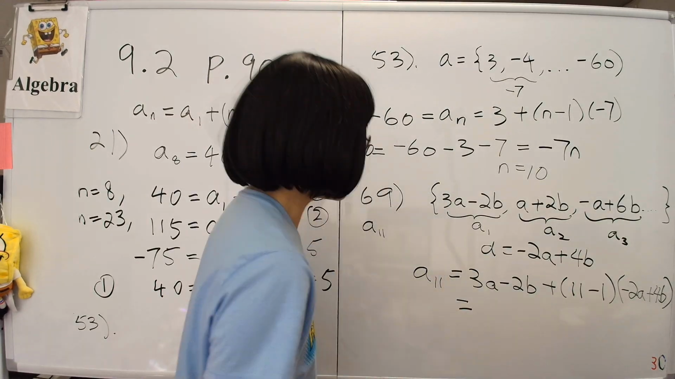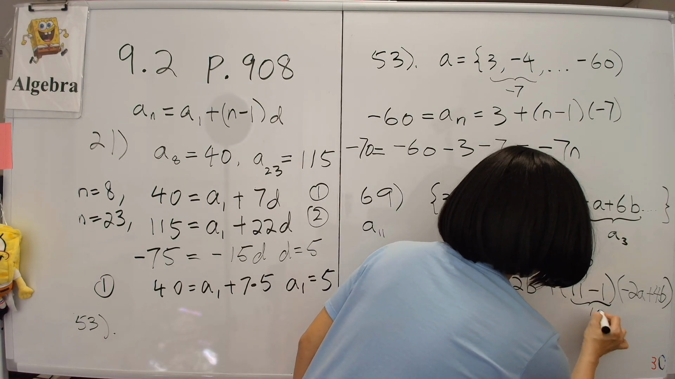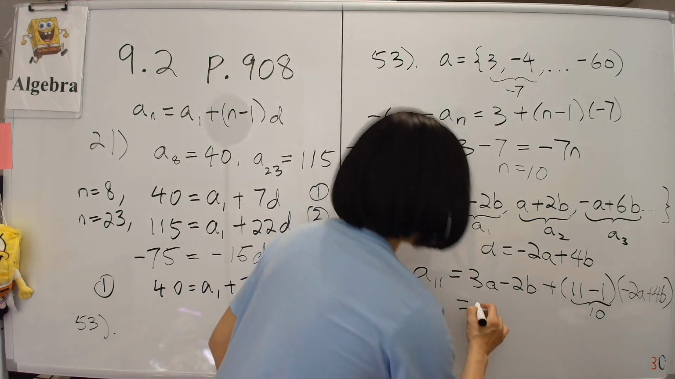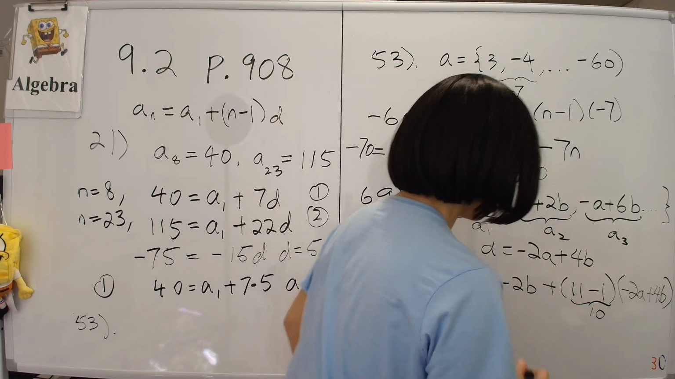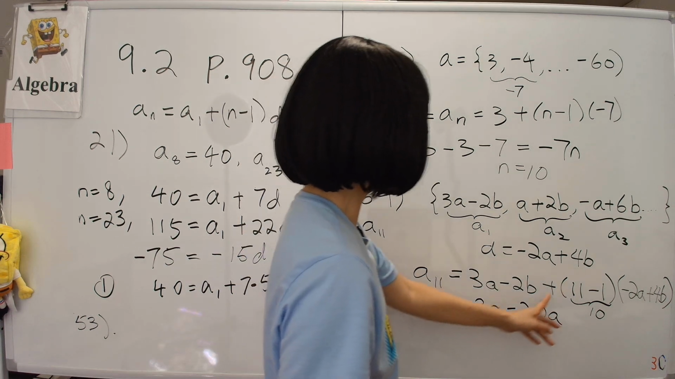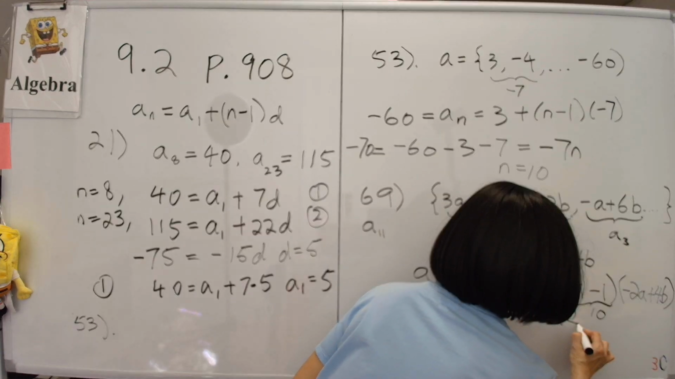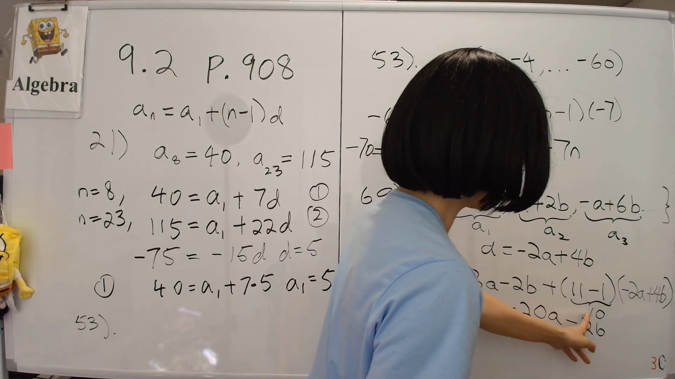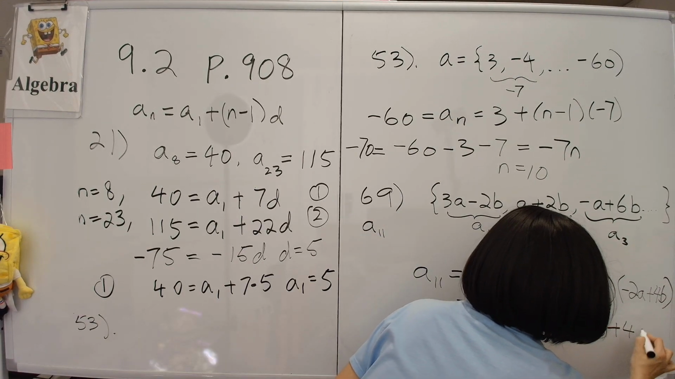So let's simplify that. 11 minus 1, that's 10. Then I'll just write it out. We'll first do the a's. 3a plus 10 times minus 2 is minus 20, so that's 3a minus 20a. And then the b's, well, I have minus 2b. And then right here, 10 times 4 is 40, so plus 40b.